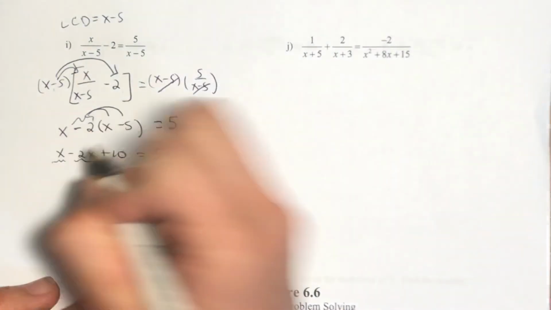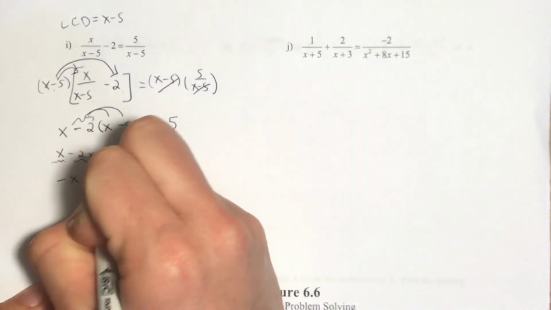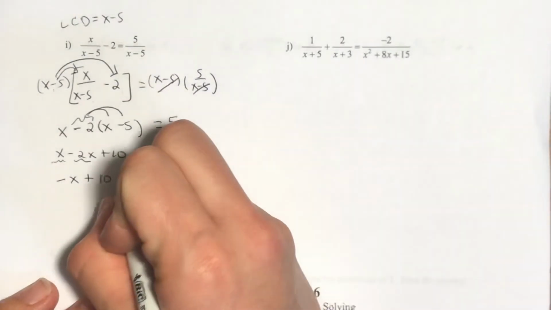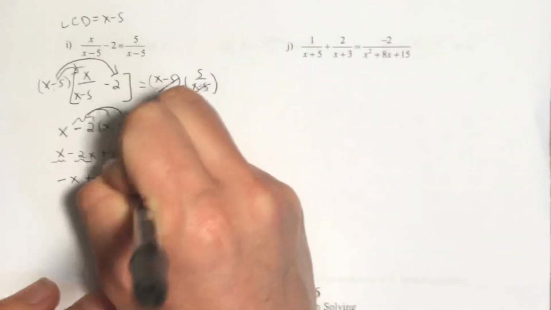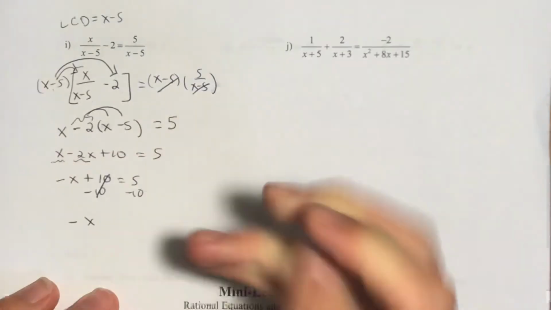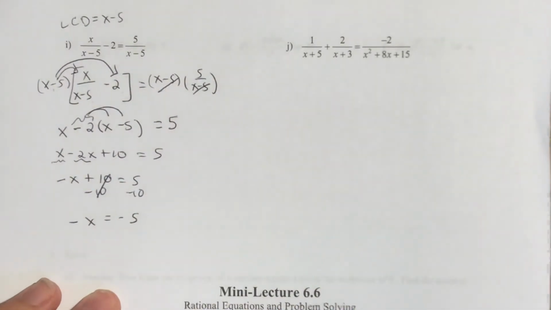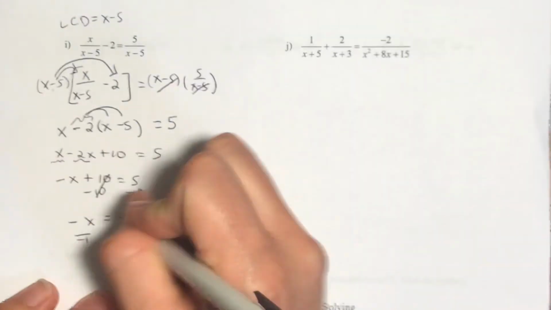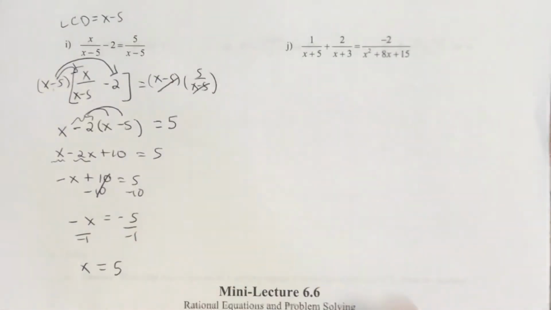Combine like terms. X minus 2x gives me a negative x. We still have the plus 10 is equal to 5. Subtract 10. We get negative x is equal to negative 5. Divide by negative 1. And we get x is equal to 5.